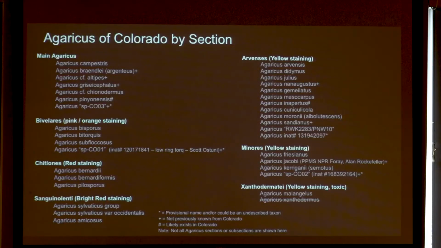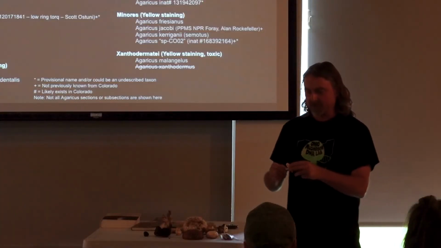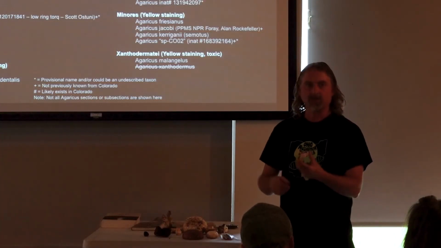So the ones that are starred, these are probably new species. We don't know for a fact, but we're giving them provisional names. And so that's why you see the SP003. That's actually one that looks a lot like this guy right here. So it's a Campestris relative that we found at Palmer Park last year in a foray.